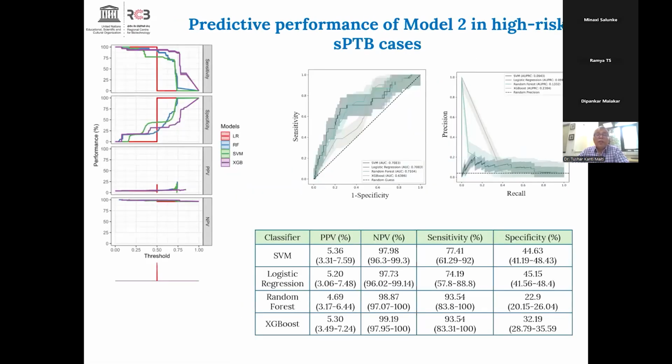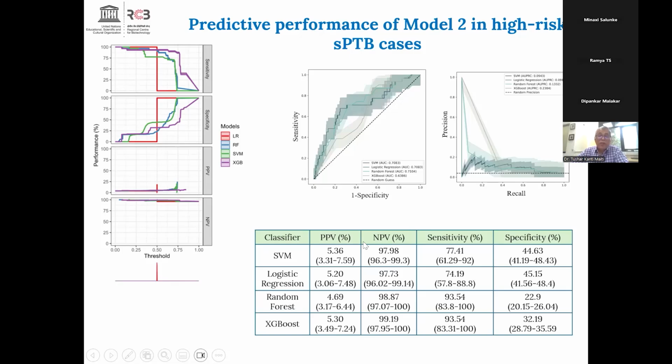So then, we again built the predictive model. So model 2 with high-risk spontaneous preterm birth, that means patients delivering at less than 35 weeks. If we use them, then what the SVM model demonstrated is that positive predictivity reduced a little bit. However, the negative predictivity is enhanced to 97%, and sensitivity is significantly increased to 77.41%. So this indicates that these markers can be used as a specific screening marker for preterm birth screening.